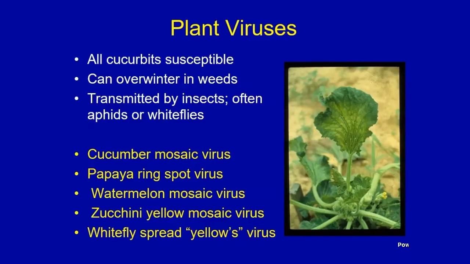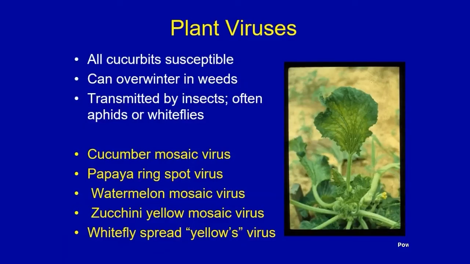90% of all your plant viruses are transmitted by insects. And these are often aphids or whiteflies, or leafhoppers would be another example. We have four main aphid-transmitted mosaic viruses: cucumber mosaic, papaya ring spot, watermelon mosaic, and zucchini yellow mosaic virus, plus probably a couple others, but these are the main four that I found in some of our surveys. They get their name from the first host they were found at and then the main symptom they cause.